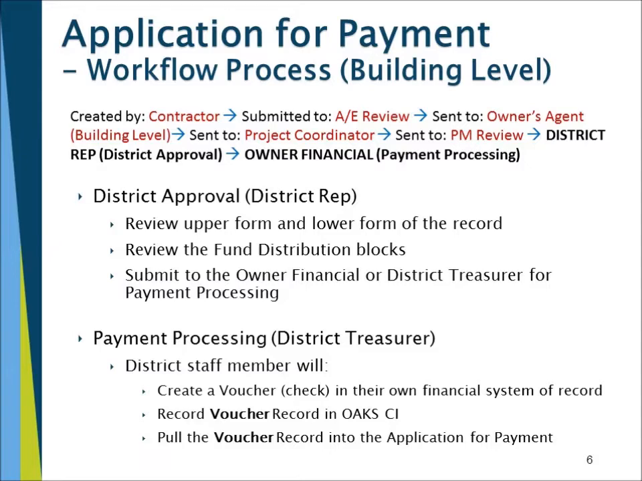At the district approval step by the district representative, they'll review the upper form and lower form of the record, review the fund distribution blocks, and submit it to the owner financial or the district treasurer for payment processing. At the payment processing step, the district staff member will create a voucher or a check in their own financial system of record, then record that voucher record in OCI, and finally pull the voucher record into the application for payment.